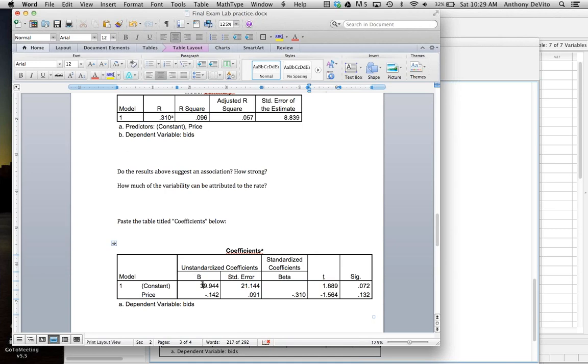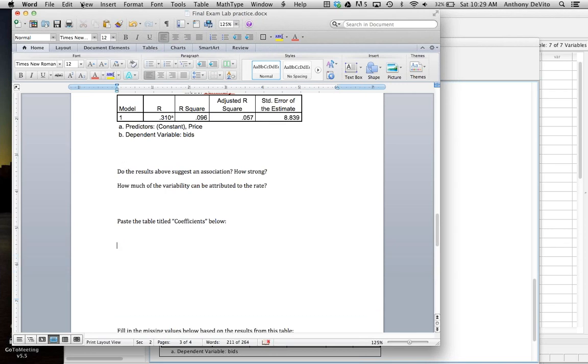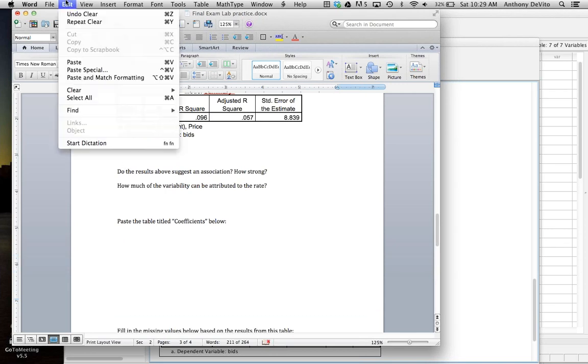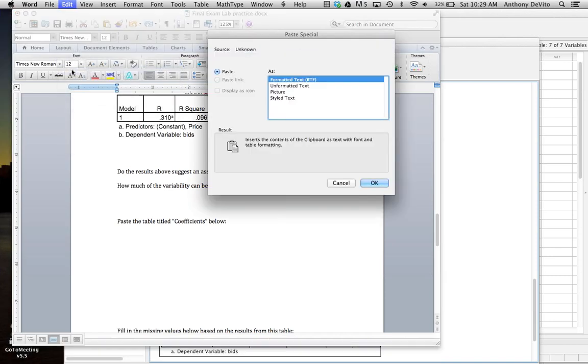The nice thing about this is that I can go in there and I can actually edit these things. I can change the color of something and so on and so forth. The bad thing is it's very difficult to work with within a Word document. So it's still in my clipboard. If instead of paste, I had said paste special, it would have given me the option to put it in as formatted text, unformatted text, picture, styled text. This time I'm going to choose picture.